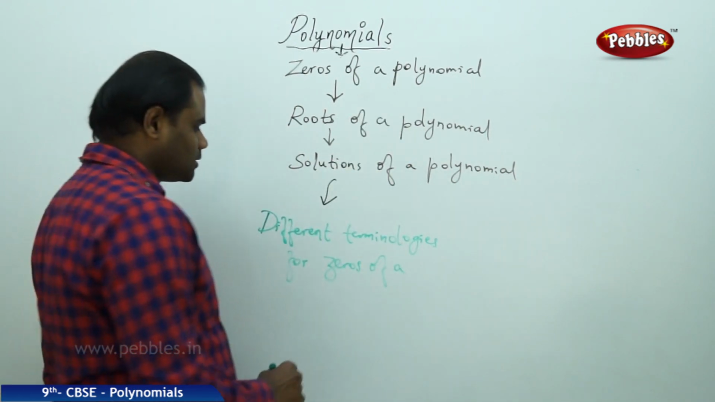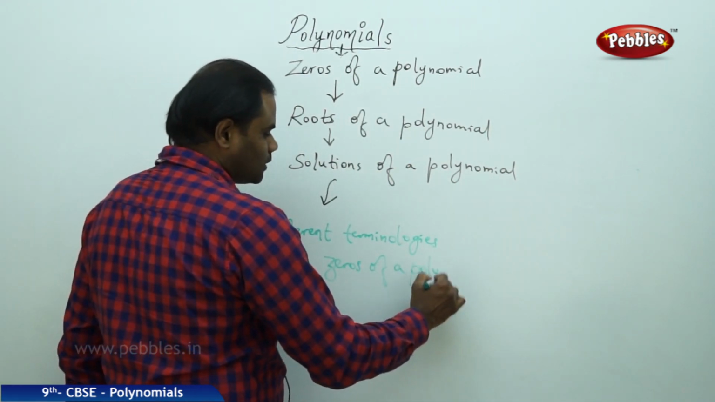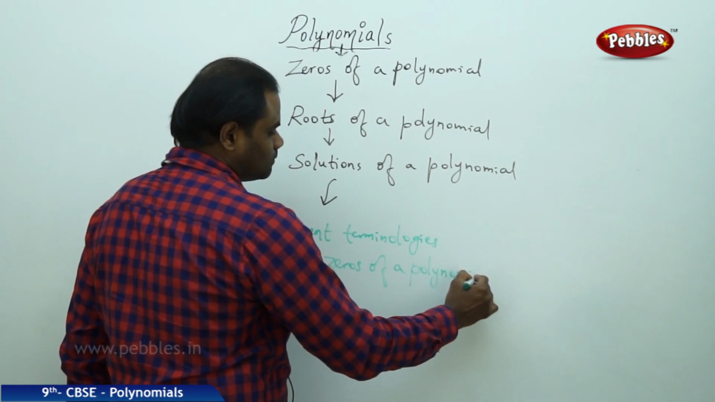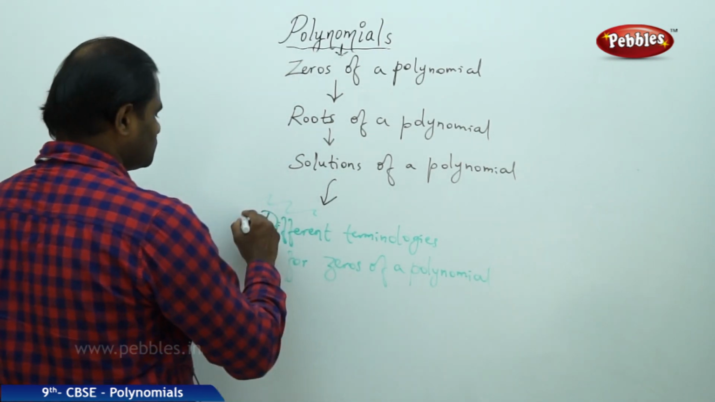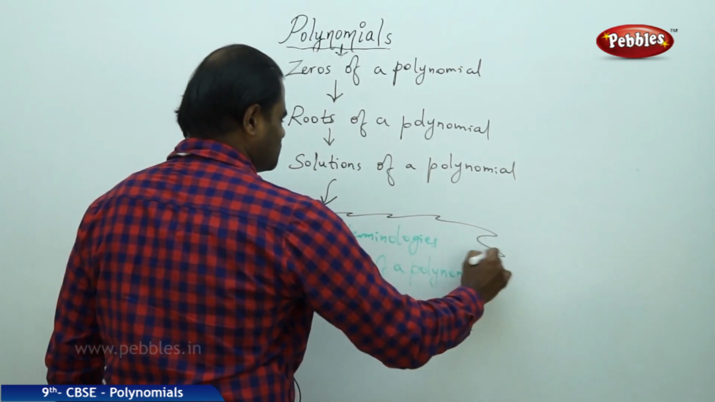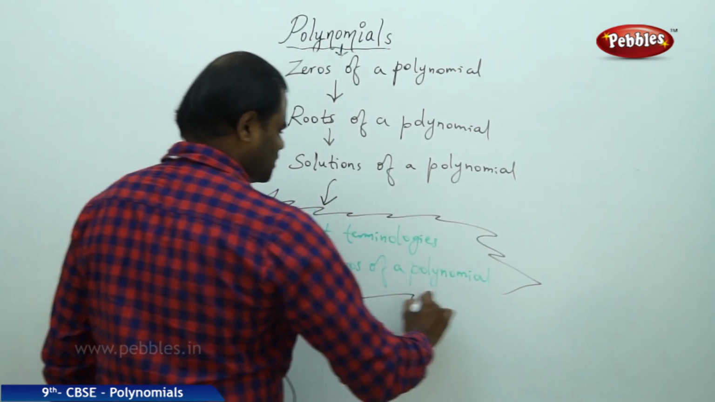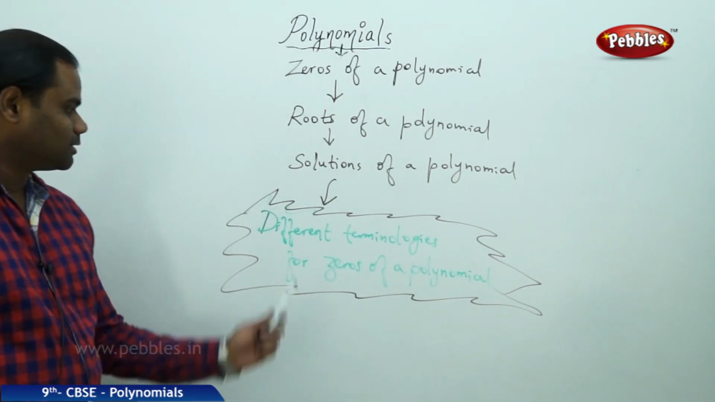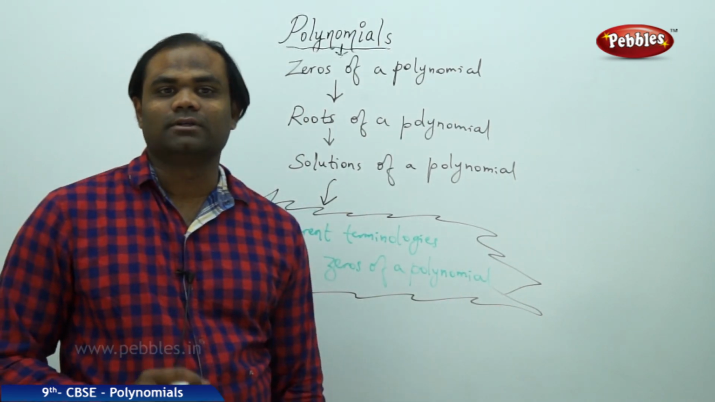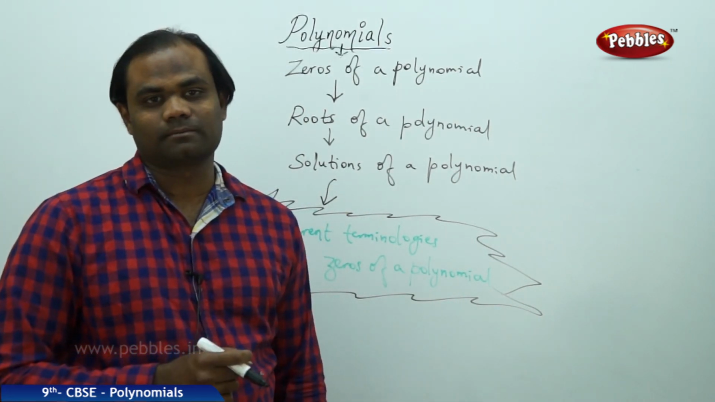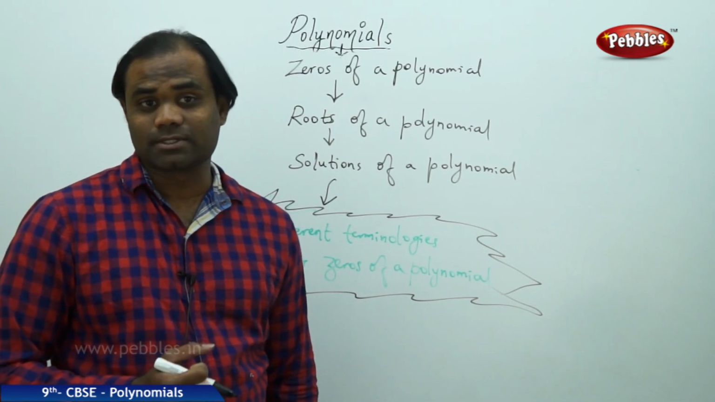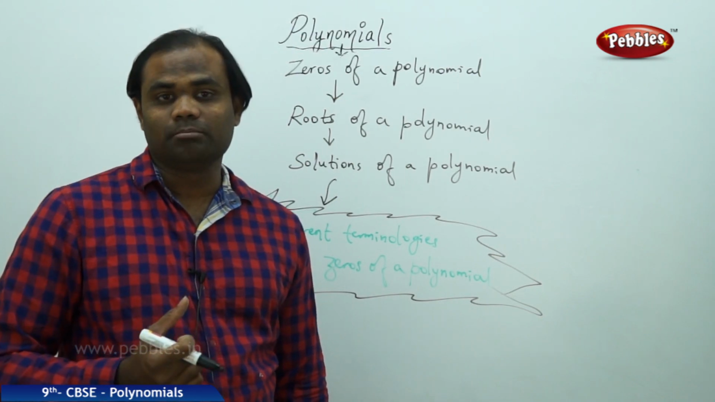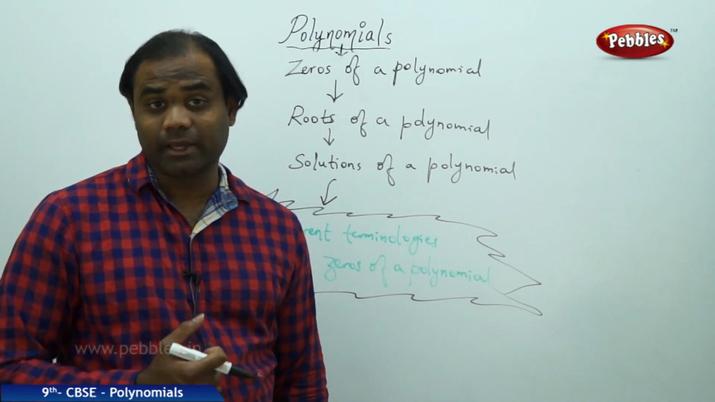Different terminologies for zeros of a polynomial is how I understand it. Zeros are the roots, are the solutions for a given polynomial P of x with variable x.